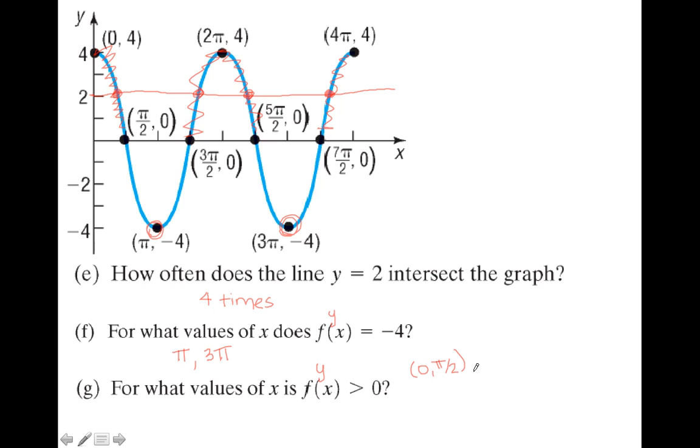I'm just going to use parentheses on this. And then from the x value 3 pi over 2 all the way until you get to 5 pi over 2. And then from 7 pi over 2 up to 4 pi. Okay, so these are not ordered pairs. They are x values, right? Written like domain, like interval notation.